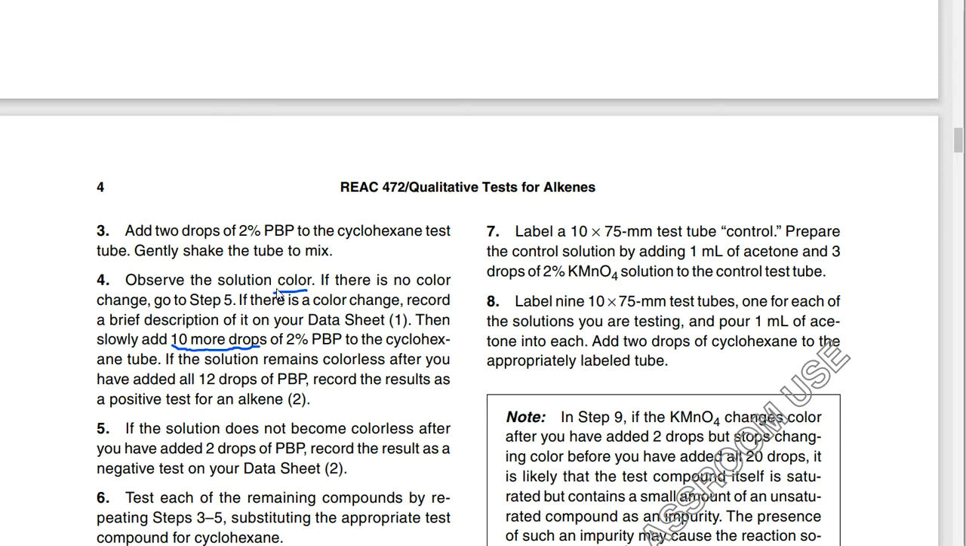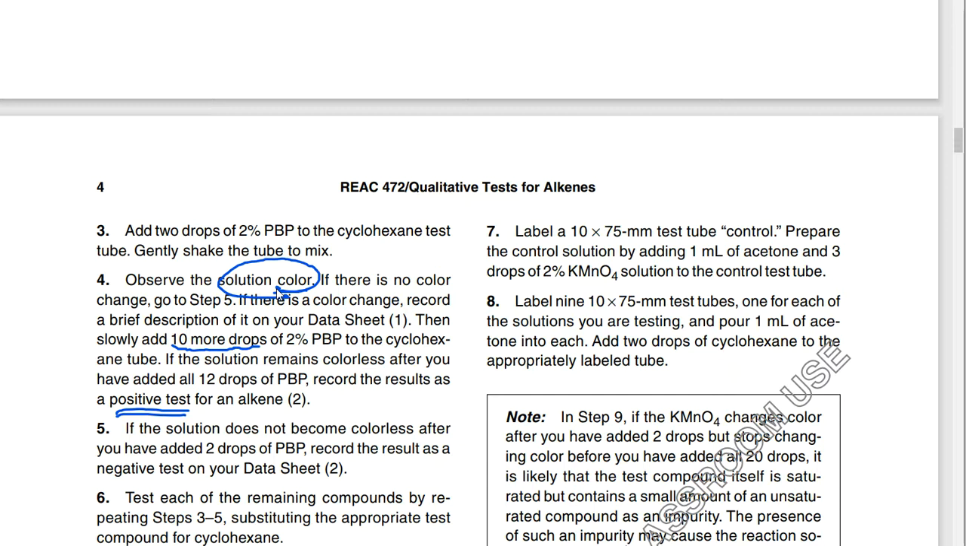And if it still remains colorless at the very end, we're going to say that this is a positive test. So if we see a color change, that is the overall goal. If the color changes, folks, and it slightly goes away, it might not fully go away, but if it does slightly go away, then this is a very good sign that the compound I'm using is in fact an alkene.